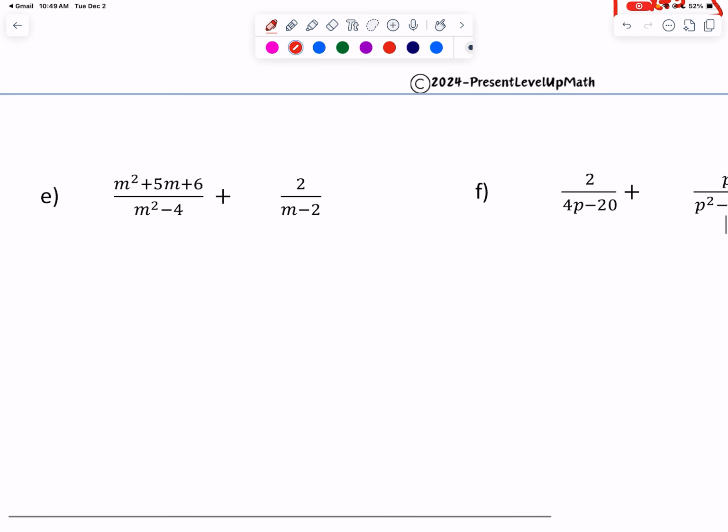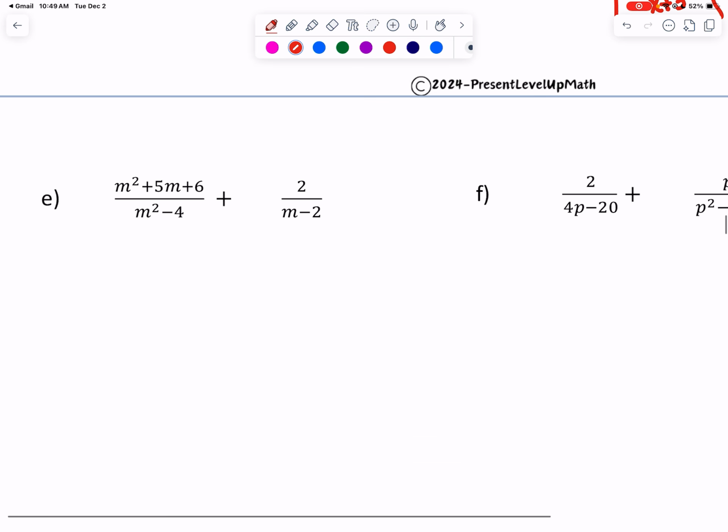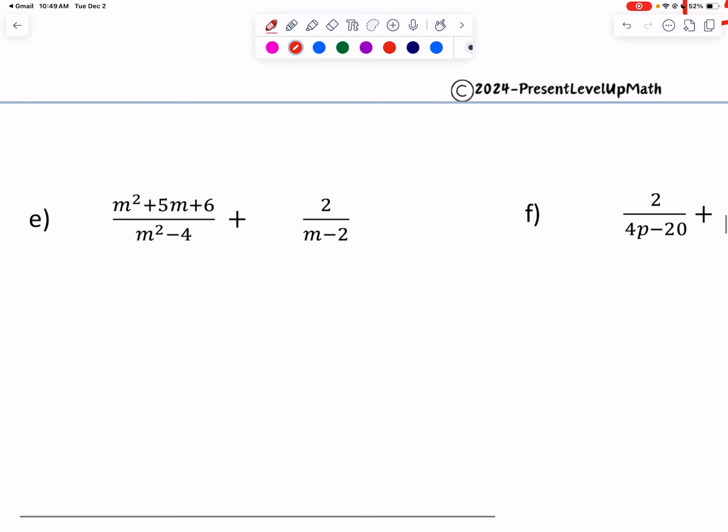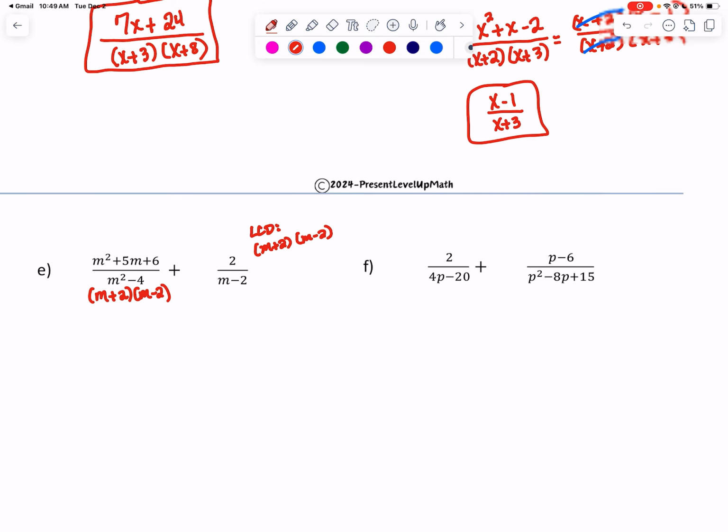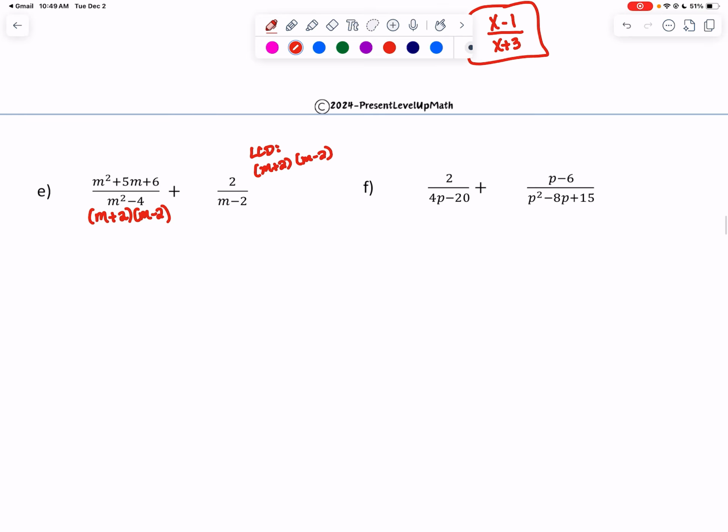All right, problem E. We have m squared plus 5m plus 6 over m squared minus 4. And the m squared minus 4, I could factor that to m plus 2, m minus 2. Now my second denominator, m minus 2, will not factor. So for my LCD, I'm going to need an m plus 2 and an m minus 2.